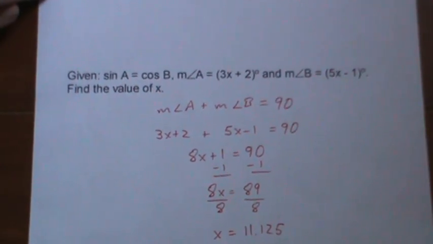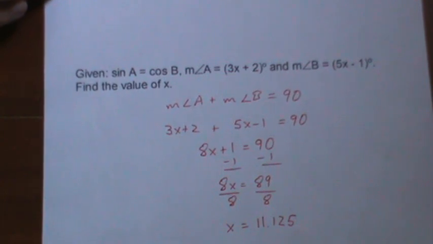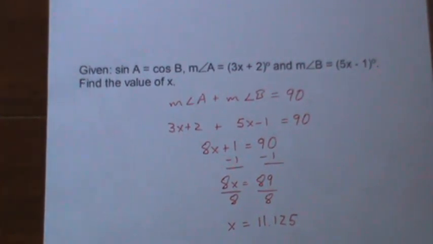Here we're given that the sine of A is equal to the cosine of B. As soon as we see any situation where the sine of one angle is equal to the cosine of the other angle, we need to be aware of the fact that those angles are complementary angles. We're also given that the measure of angle A is represented by 3x plus 2, and that the measure of angle B is equal to 5x minus 1. And we're asked to find the value of x.